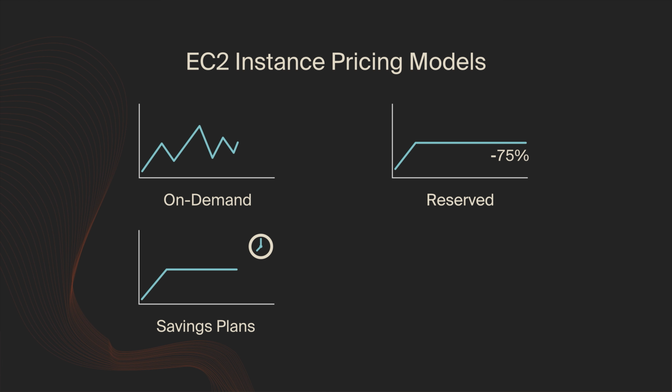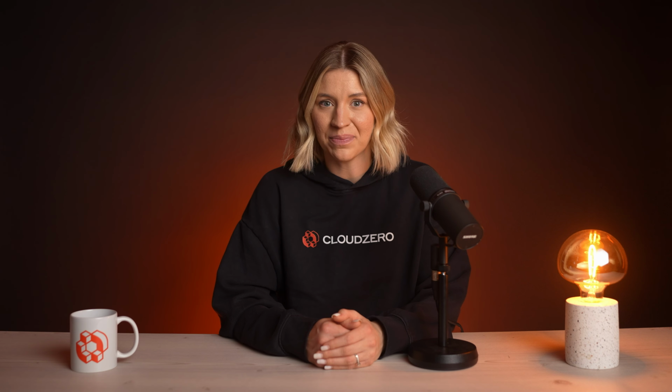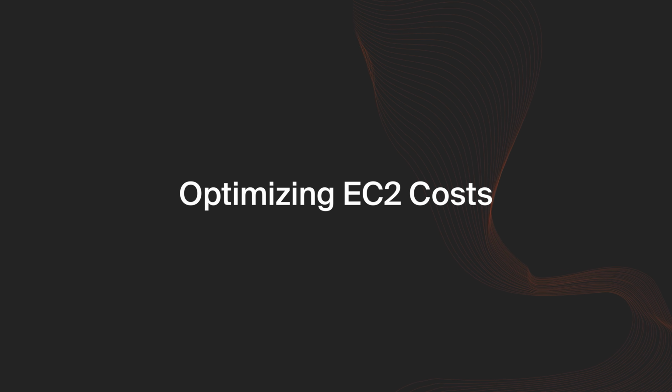Then there's spot instances, which are AWS's spare capacity sold at a discount, sometimes up to 90% off. The catch? AWS can reclaim these instances at any time if demand spikes. They're great for batch processing, CI/CD jobs, or anything that doesn't need to run continuously. If your workload is predictable, reserved instances or savings plans will save you the most money. If you have jobs that can handle interruptions, spot instances are an easy way to cut costs dramatically.